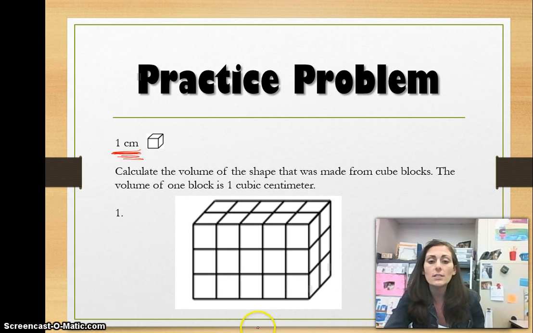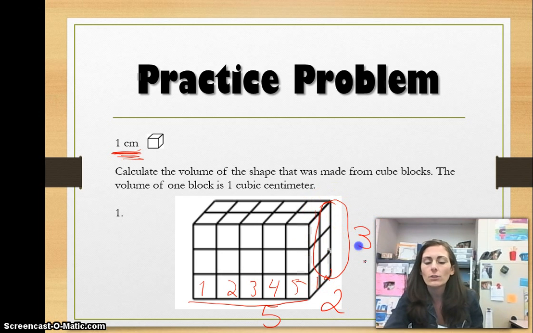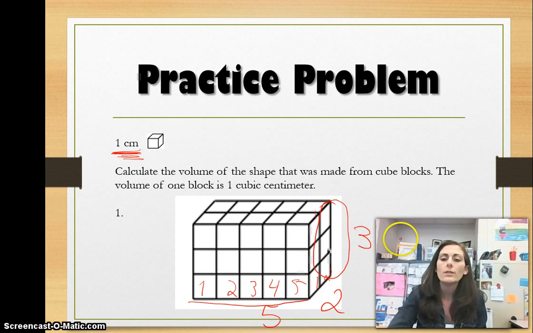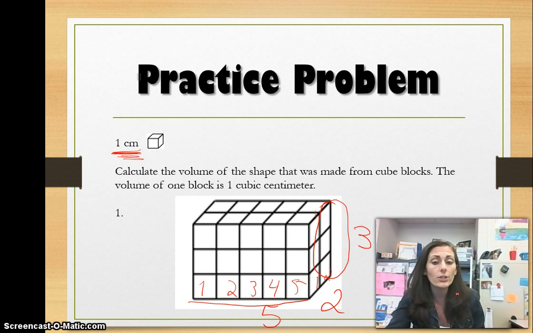So let's look at the dimensions. It's a practice problem. You're going to count the length. 1, 2, 3, 4, 5 by 1, 2, and the height is 3. So our dimensions are 5 by 2 by 3. So that's going to be important. So go ahead and push pause, find the volume, and push play to see if you're right.